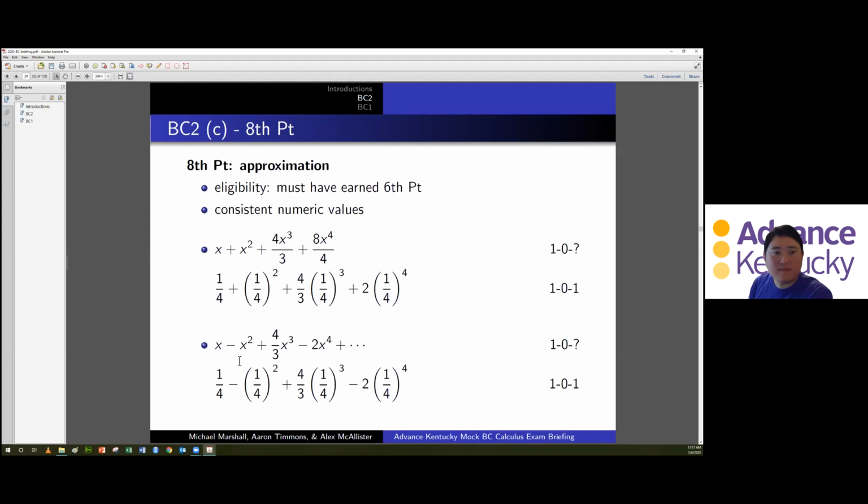Similarly, this next one, the student who got our plus ... on there, so they've got a 1-0, but then they substitute in the 1/4 and stop there. They then truncate that off. That's a student who can earn a 101.